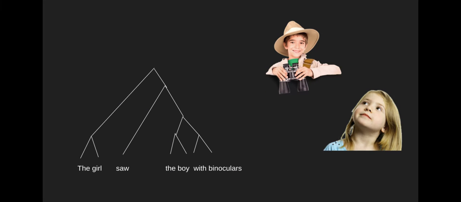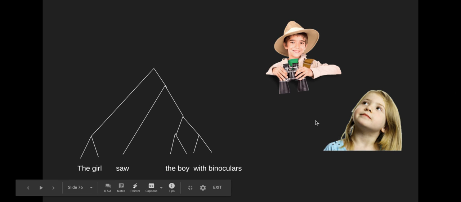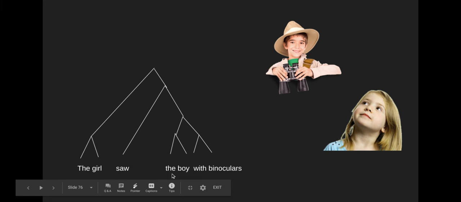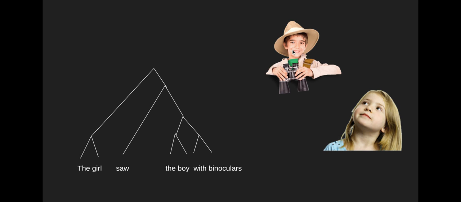So I can show you the difference in structure that you get from doing this operation of recursion by using a nice little tree structure. So in this tree, you can see, the way we've constructed this sentence is first we took with and binoculars and we chunked them together. Then we took the and the boy and we chunked those together. And then we took the and the girl and we chunked those together. All right. And then we chunked the girl and saw and put those all together. And then we chunked the boy and with binoculars and chunked all of those together. And then we combined both of those chunks. And so now we've got the sentence, the girl saw the boy with binoculars. And it means that the girl saw this boy and the boy had binoculars.